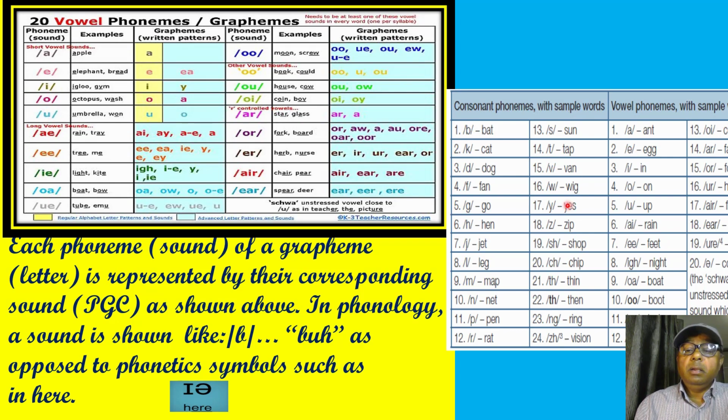And in the consonant phonemes, they are all CVC words, like B, and the word that we are getting is bat, K, cat, D, dog, F, fan, like that. So the children in the UK, when they begin learning the phoneme grapheme correspondence, they actually lay their foundation of pronunciation.